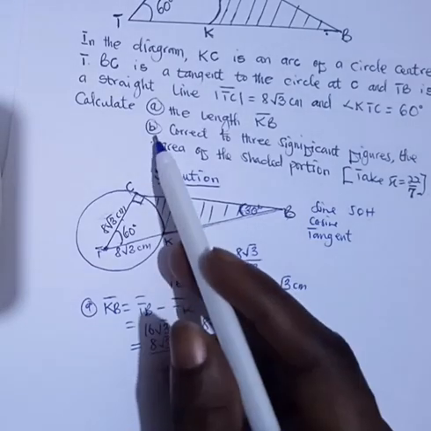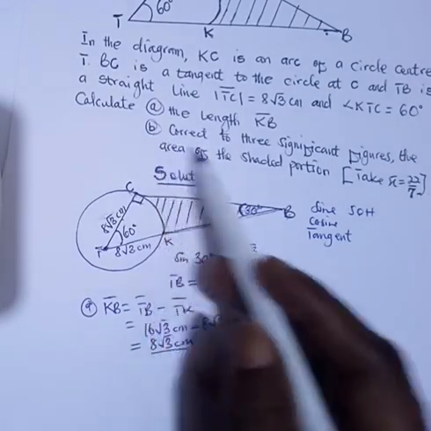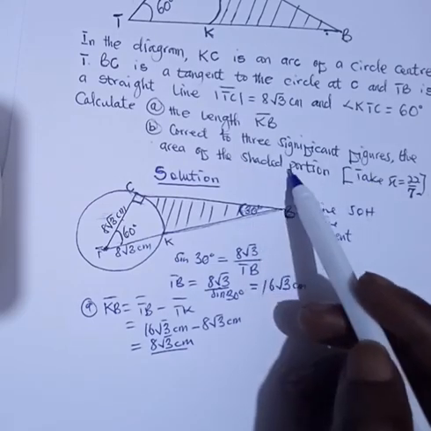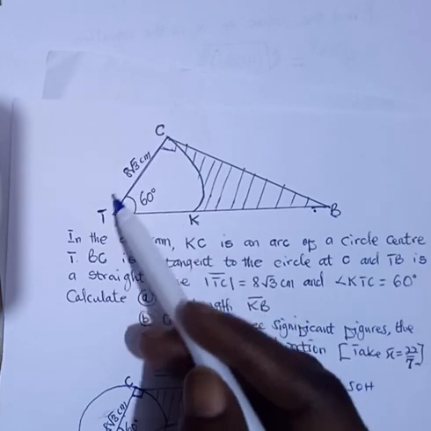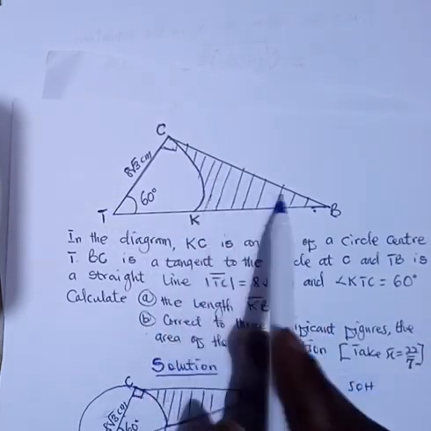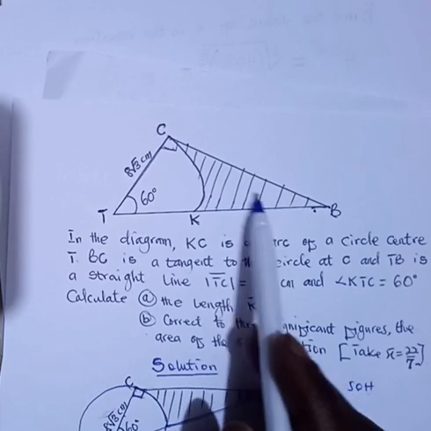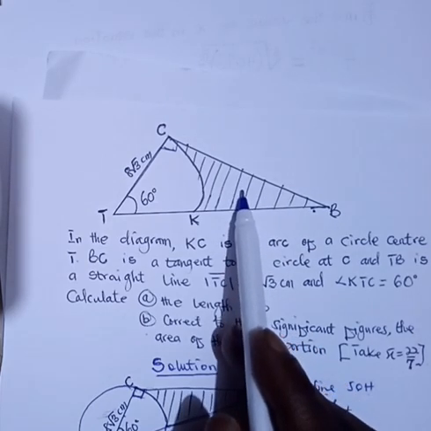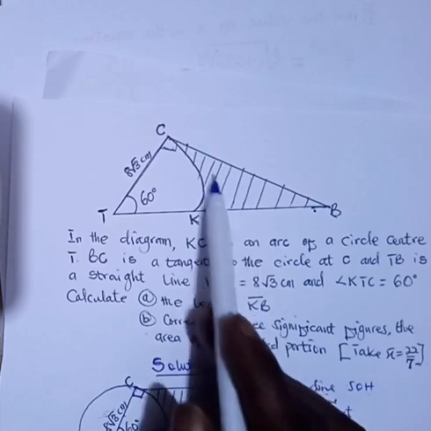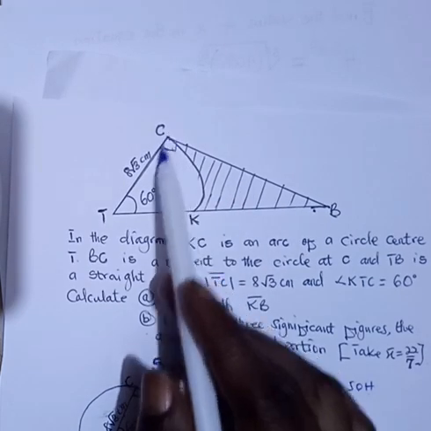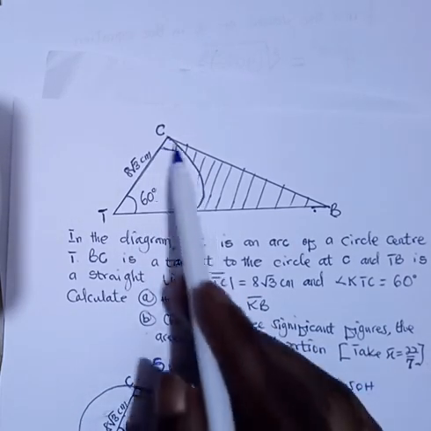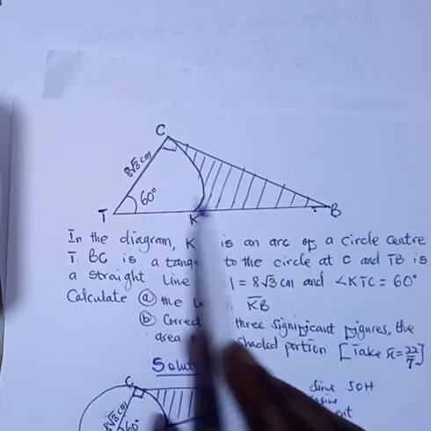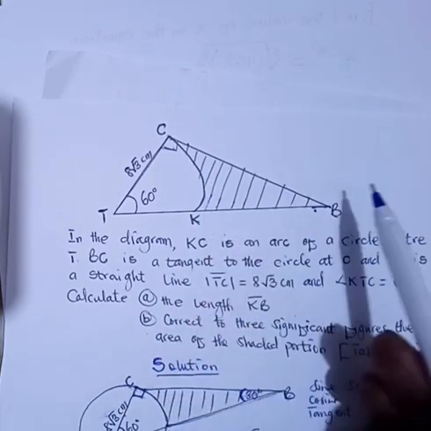Now let's look at the second question. So the second question says we should find the area of the shaded portion. So it means that we are looking at this portion. Meanwhile, the entire shape is this, but we are finding only this part. But how do we get the area? I've already explained that to get the area of this shaded portion, we'll find the area of the entire diagram, and then we find the area of the sector and subtract from the entire area, then we get the area of the shaded portion.